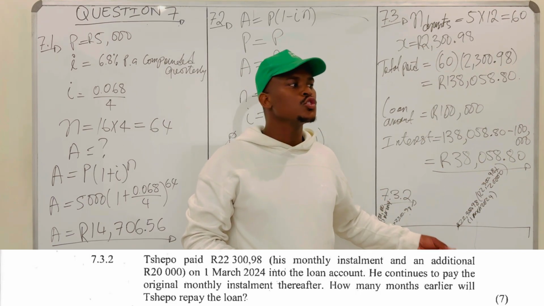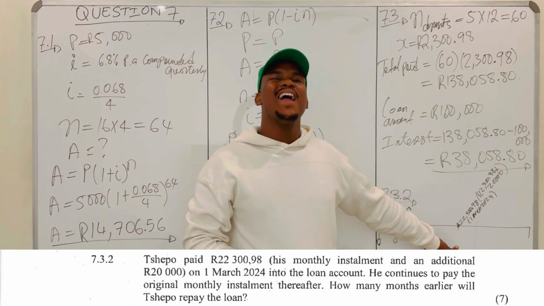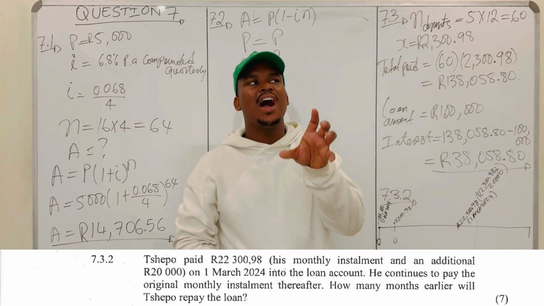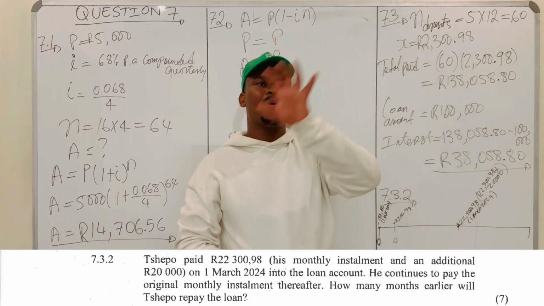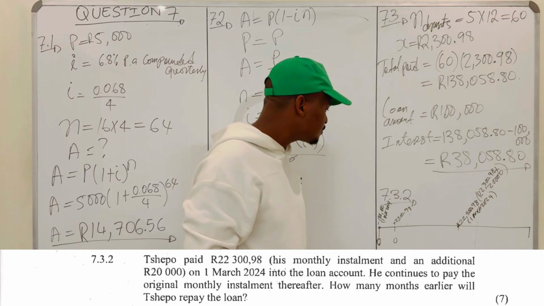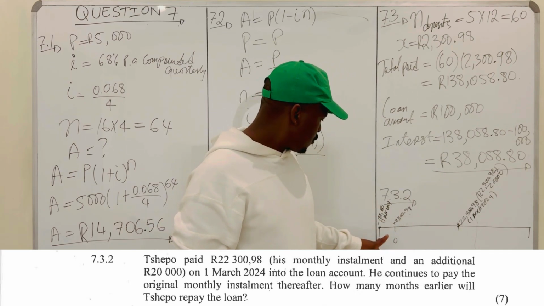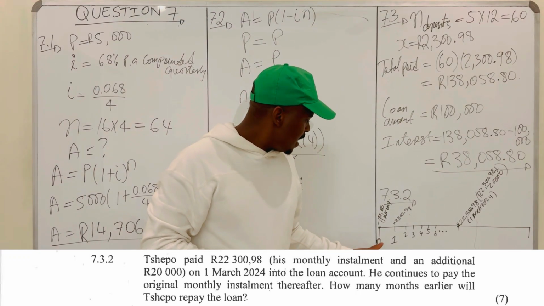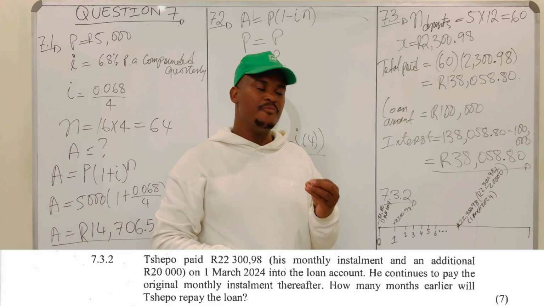That's what we need to do. We need to find the balance of the loan at that point, after that payment, reduce it by the extra 20,000, and then calculate how long it will take him to pay off the remaining balance. No problem. So how do we do this? We need to know from when he started. This was his first payment. What payment is this one? What you need to understand is that we need to know how many deposits he will have made to that.